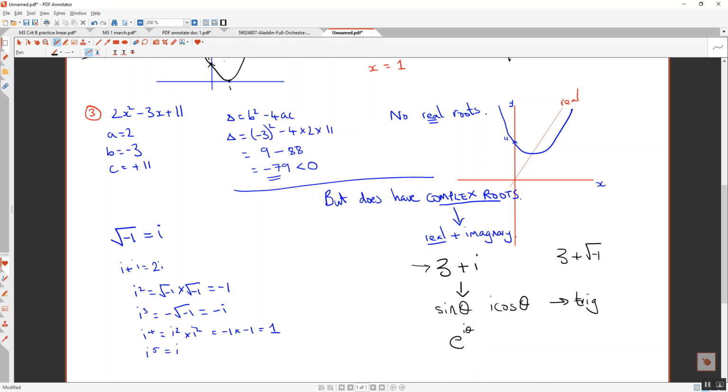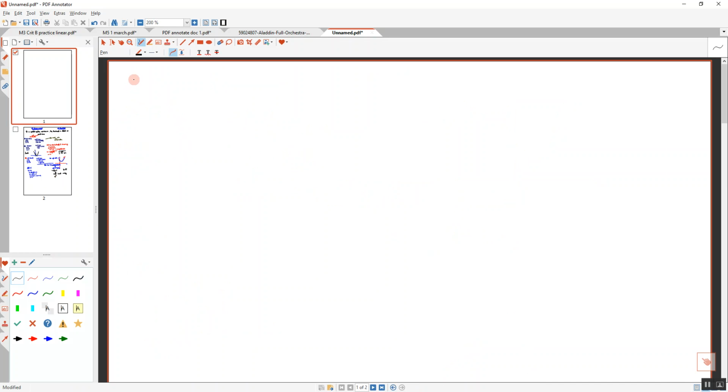All right, let's copy this down. The discriminant tells us what? It doesn't tell us what the roots are. It tells us how many roots a quadratic equation has.